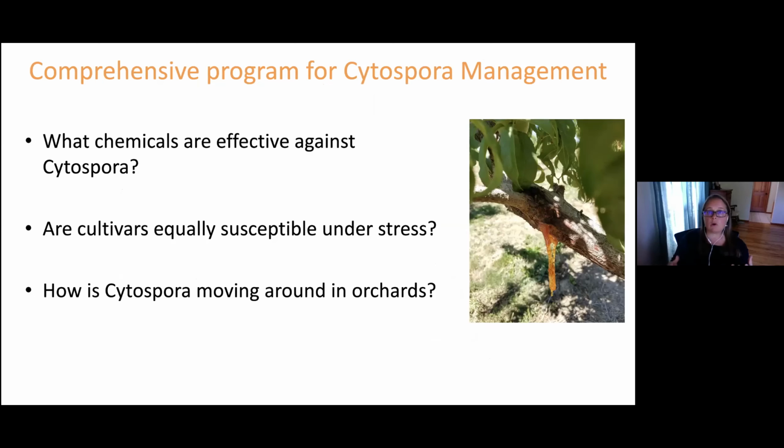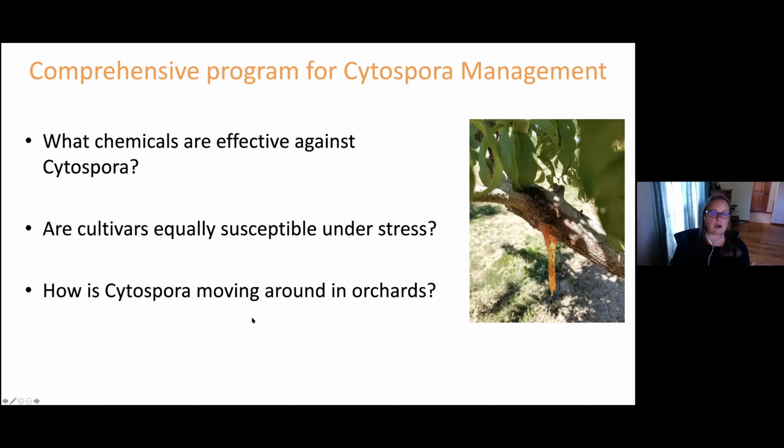And so what I'm going to do is go through some of the work that I've done. This is a comprehensive program for Cytospora management. I'm going to talk about what chemicals are effective against Cytospora, starting from within the lab to field applications. Then look at cultivars, so are the different cultivars of Cytospora equally susceptible, and especially under stress. This is really important because we looked at drought stress and then also pH stress. The pH in the soils in the Western Slope is pretty high, which may stress the trees.